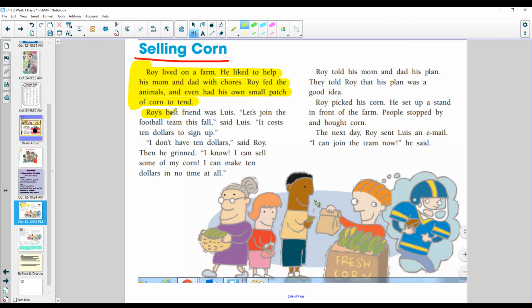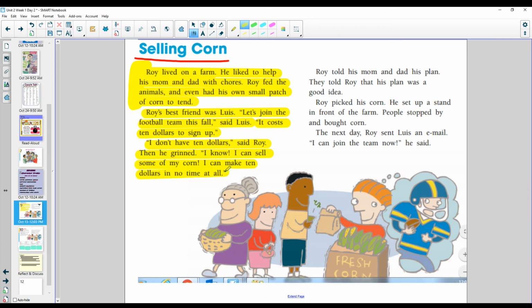Roy's best friend was Louis. Let's join the football team this fall, said Louis. It costs $10 to sign up. I don't have $10, said Roy. Then he grinned. I know. I can sell some of my corn. I can make $10 in no time at all.